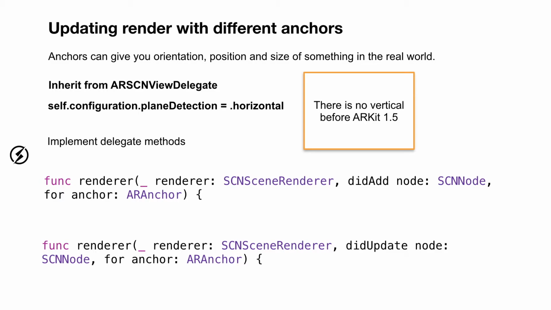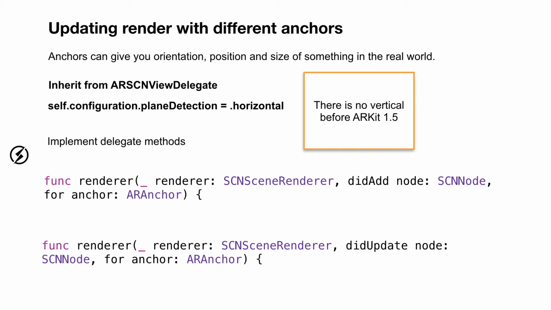You just have to set the delegate and the configuration plane detection to horizontal, so there is only horizontal and none. On ARKit 1.5 there is vertical, but so far not, because ARKit 1.5 is in beta, iOS 11.3, if I'm not wrong. So you set horizontal and you set the ARSCNView delegate to the scene that you are using, and you implement the three delegate methods. I forgot to put one here, but it doesn't matter. This one is didAdd and this one is didUpdate.